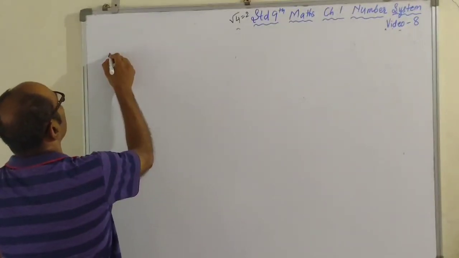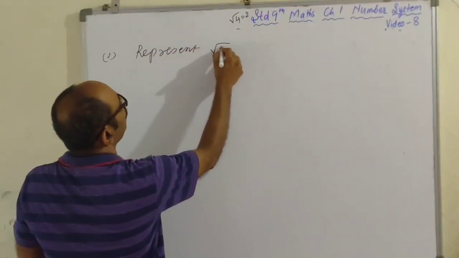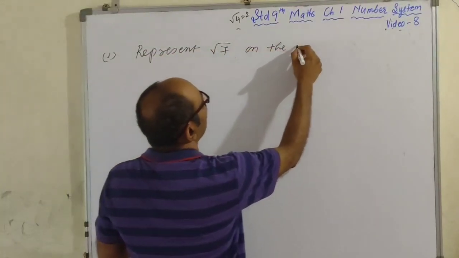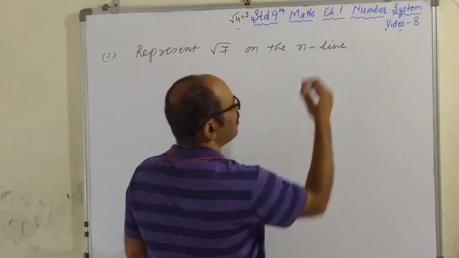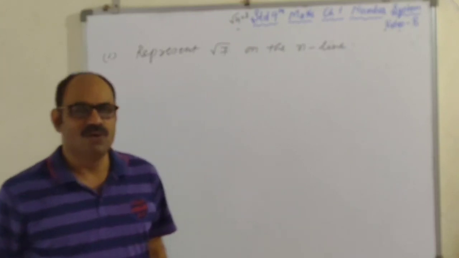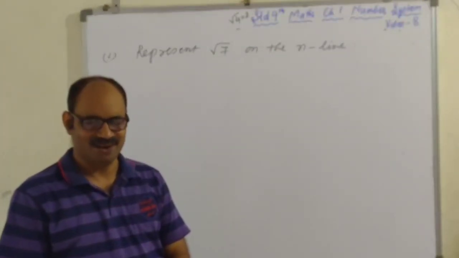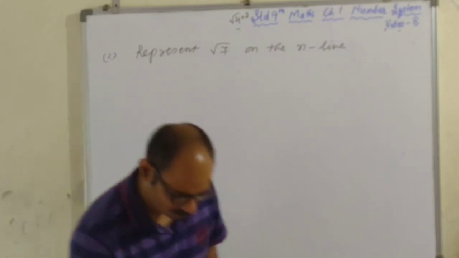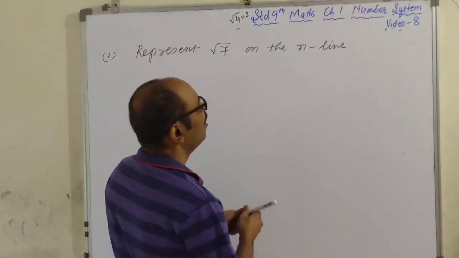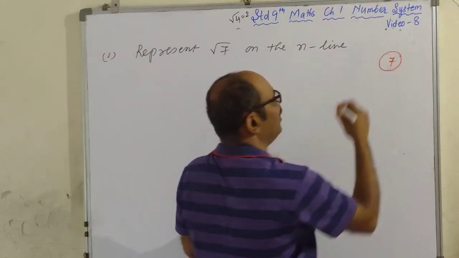Today's question number 2. Represent root 7 on the number line. Represent root 7 on the number line. Children, now only one number has to be represented. Alright? So what to do? Please, square root of which number we have to find?